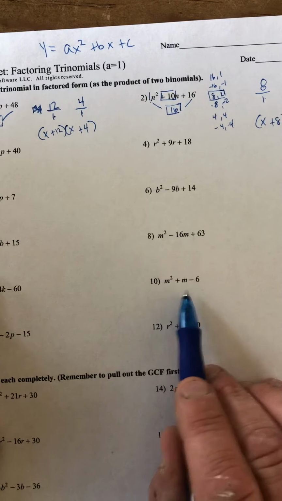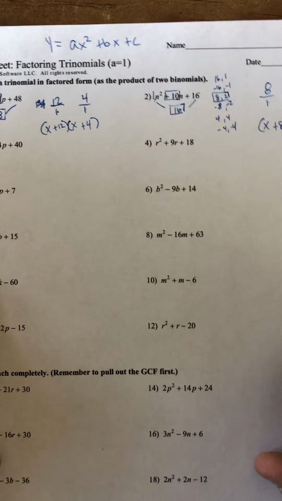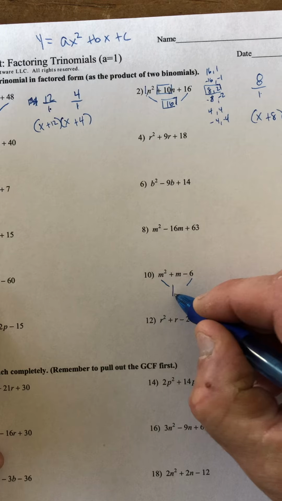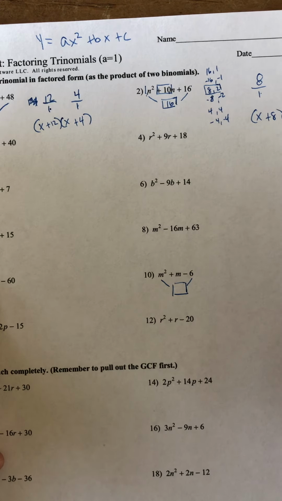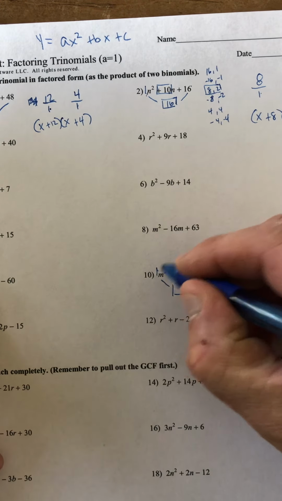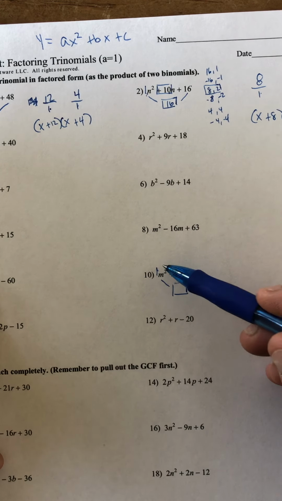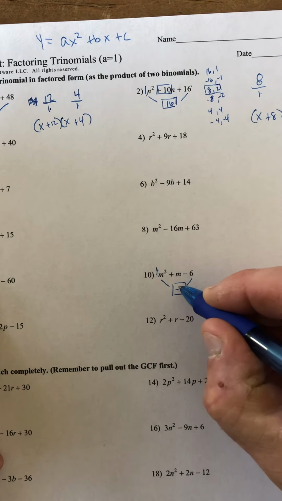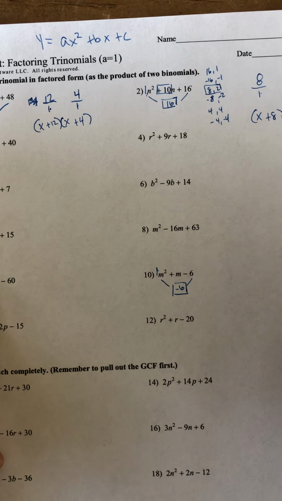Let's just jump down to where we have a negative in number 10. I do bars and my box. What number is going to go into the box? Well, I know my first term, my A term, is 1, my C term is negative 6. So 1 times negative 6 is negative 6. Now I'm going to list my factors of negative 6.